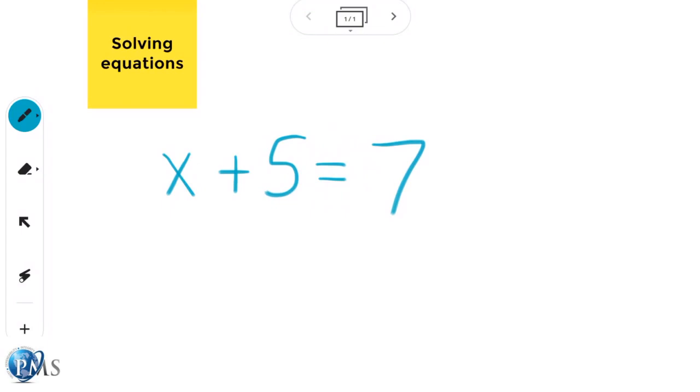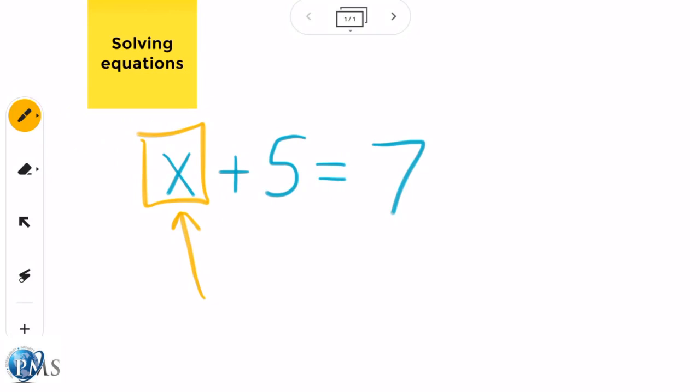All right, and what you want to do pretty much every time you see an equation is try to solve the equation for the missing letter or variable. Usually you're going to see the letter X. That's called a variable. And you want to figure out what number goes in the place of X. So what would that number have to be to make this equation true?